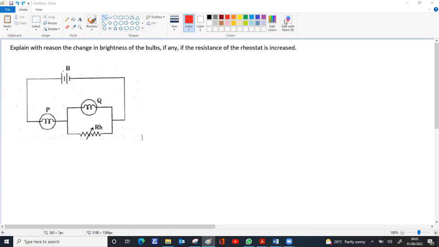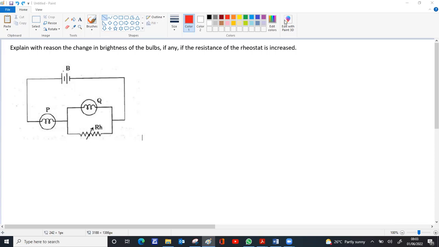This is cell B, two bulbs P and Q, and a rheostat. Basically, a rheostat is a resistor connected parallel to Q. We're asking if the resistance of the rheostat is increased, how the brightness of P and Q get affected.